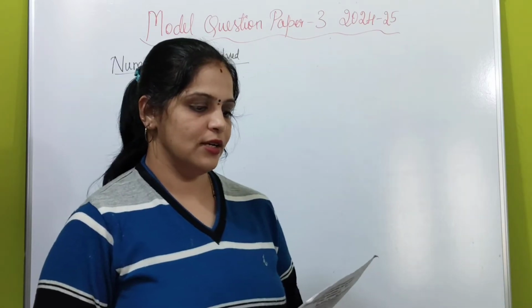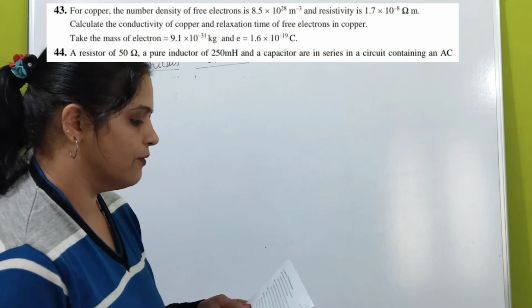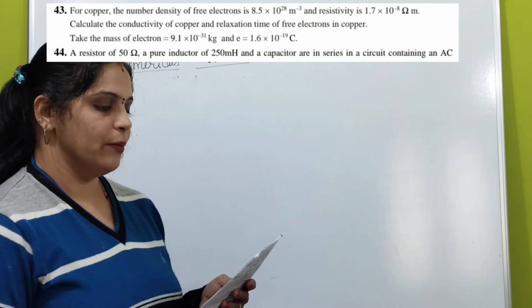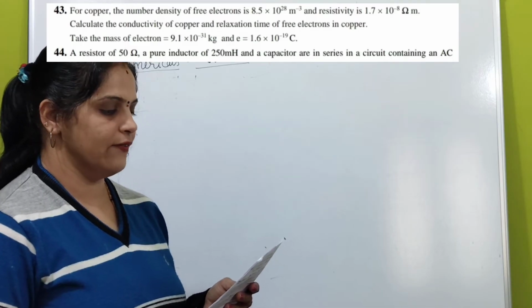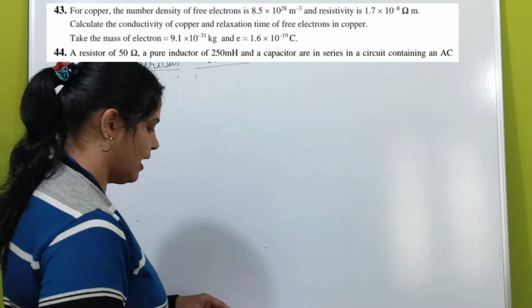Okay, the next question is from current electricity. For copper, number density of free electron is 8.5 into 10 to the power 28 per meter cube. The resistivity is given. Calculate conductivity of copper and relaxation time.